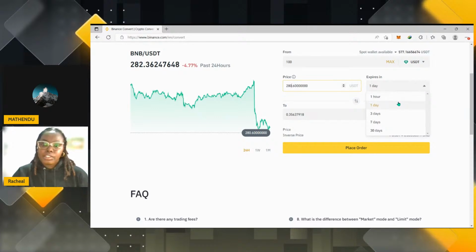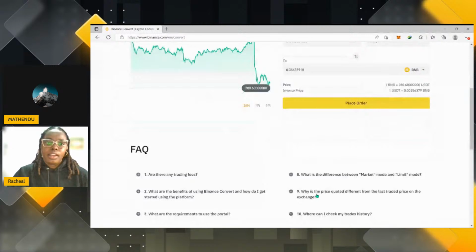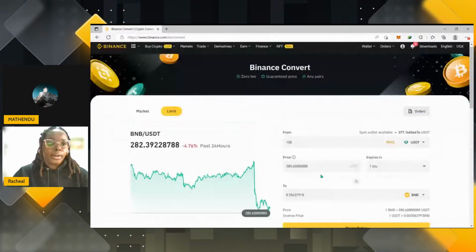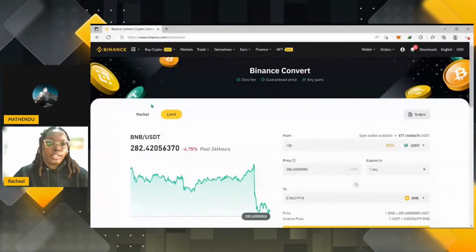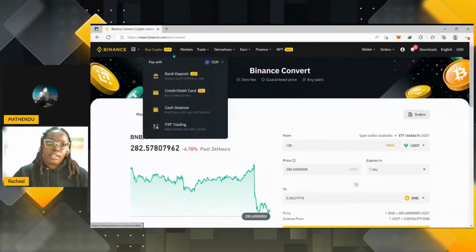You can also select when you want it to expire. Do you want it to expire after 1 hour or after 3 days? Meaning that your order is going to stay active for 3 days. If it's not hit in 3 days, the order is going to close. But if it hits in 3 days, then it executes. So briefly, that is how you use Binance Convert. It's the easiest and simplest way to trade as a beginner.